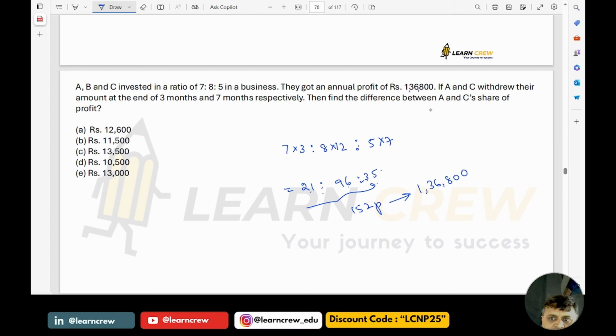1,36,800. Thereby, the difference between A and C is how much here? 35 and 21, the difference is 14 parts. 14 parts is how much? So, if you see here, 2 into 4 you will get 8 here. So, 4 into 4, the last non-zero has to be 6. Non-zero you have 6 only in one option. So, the answer is 12600.